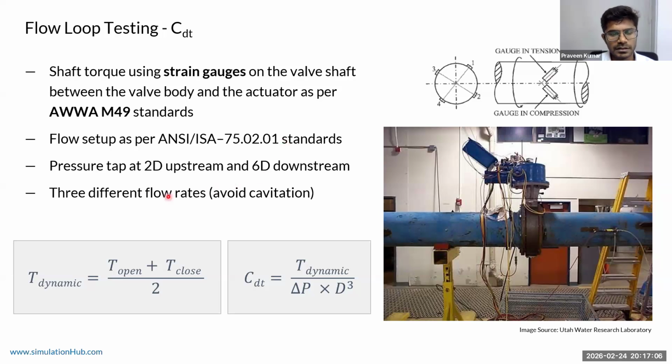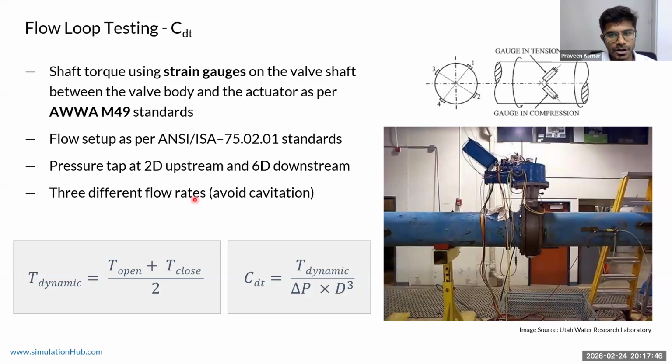Typically, readings are taken at three different flow rates to make sure the measurement is not made in a cavitating zone or region. We should not be in the laminar region as well, and we should not be in the cavitating zone. It should be in the turbulent non-cavitating zone. There are guidelines in the standards on what Reynolds number should be achieved. So now we have seen the methodology to calculate CV and CDT.